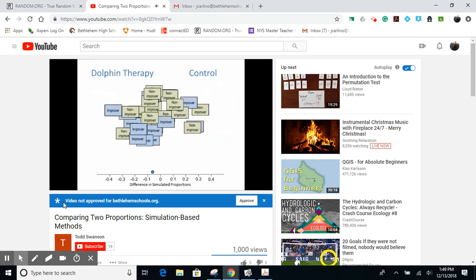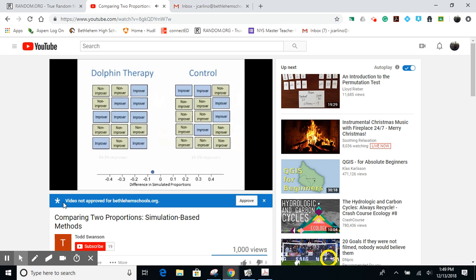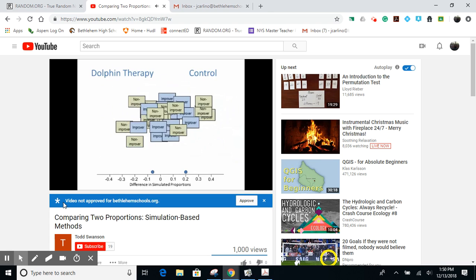Now let's repeat this process. So they're going to do it again, reshuffle, deal out 15. This time we got 8 improvers or 53.3% in the dolphin therapy group, and 5 improvers, or 33.3% in the control group. This gives us a difference in proportions of 0.2, and we will add this dot to our dot plot of could-have-been values. We repeat this process again.